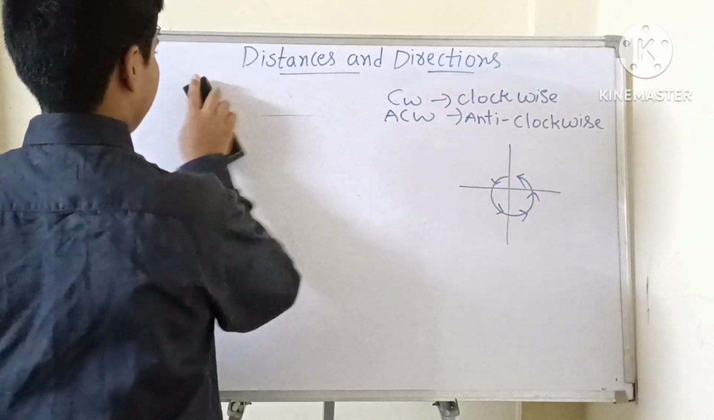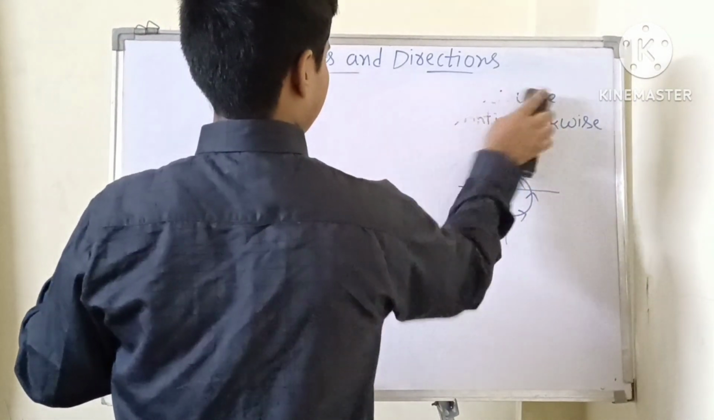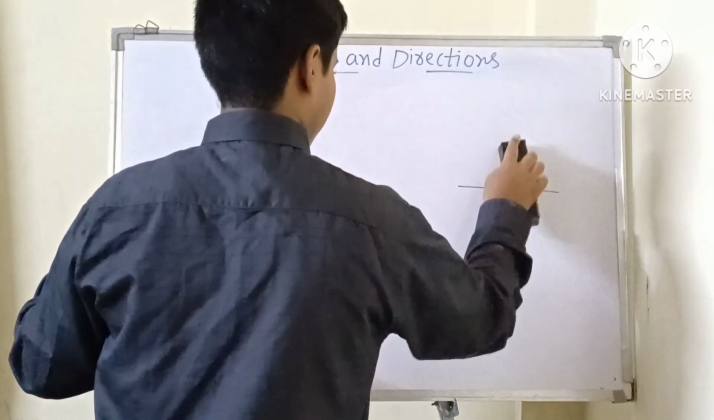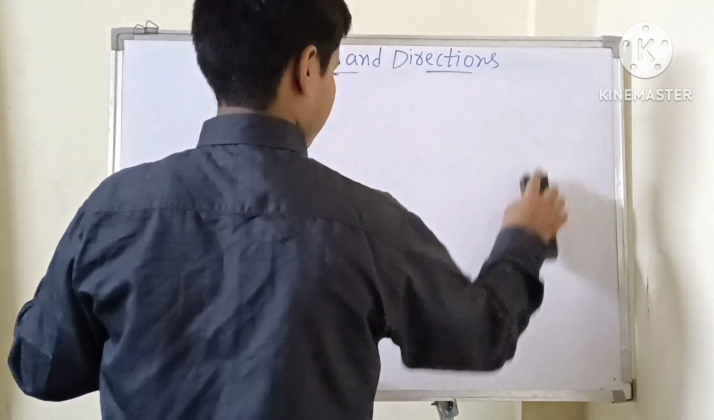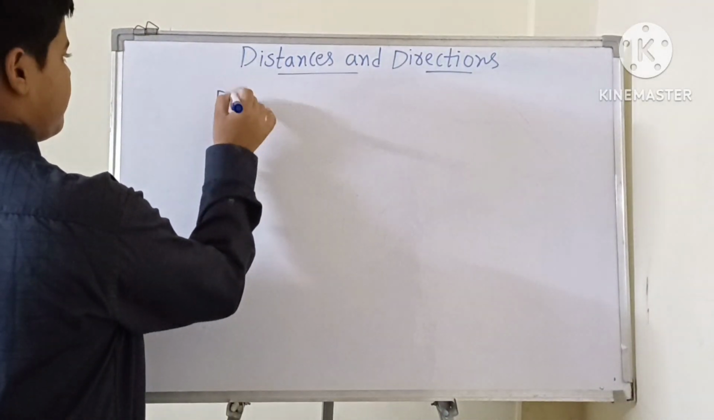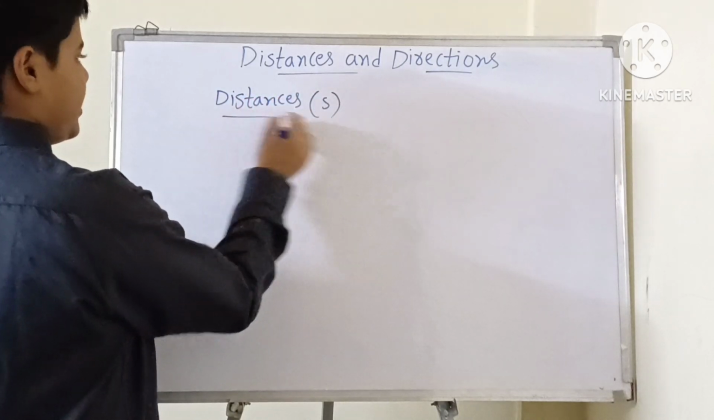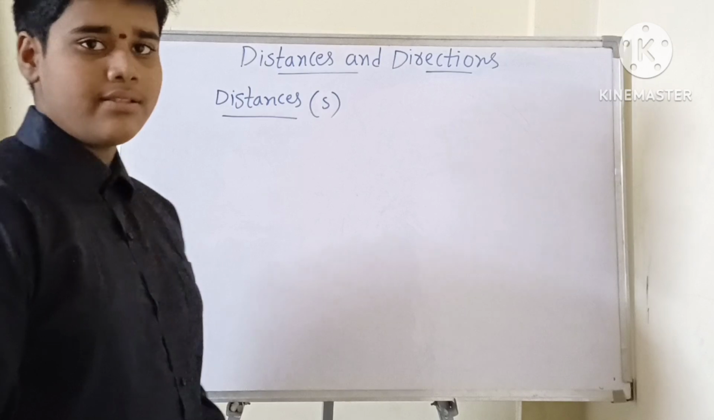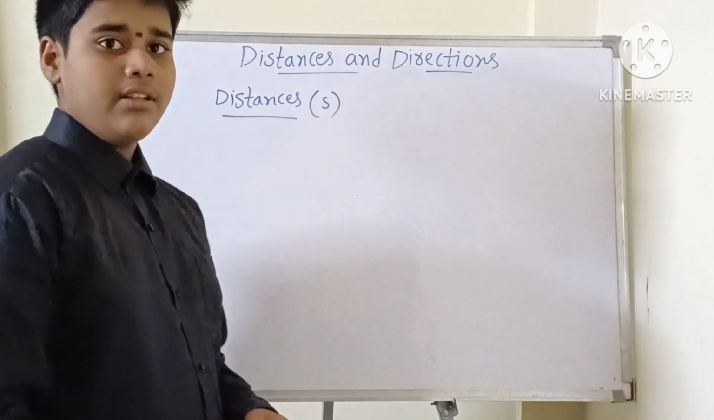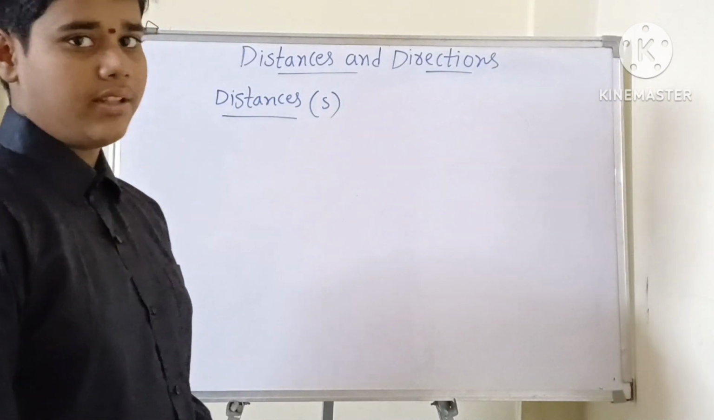And our next topic, distances. Here distances are represented with S. And here, what is distance? In physics you already learnt about distance. The distance means the length of the path which you have travelled. Okay, the length of the path which you have travelled.